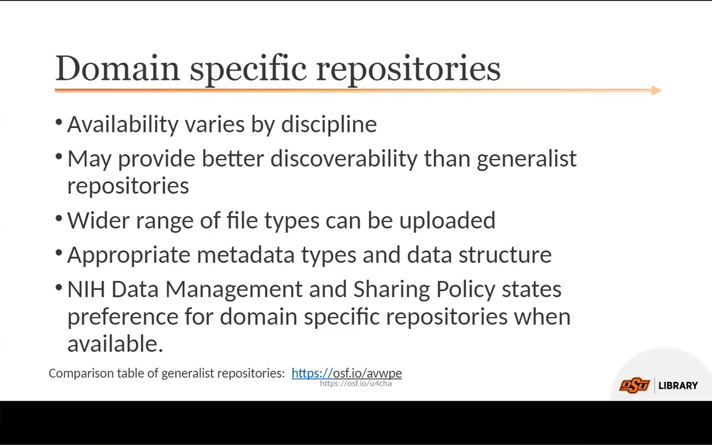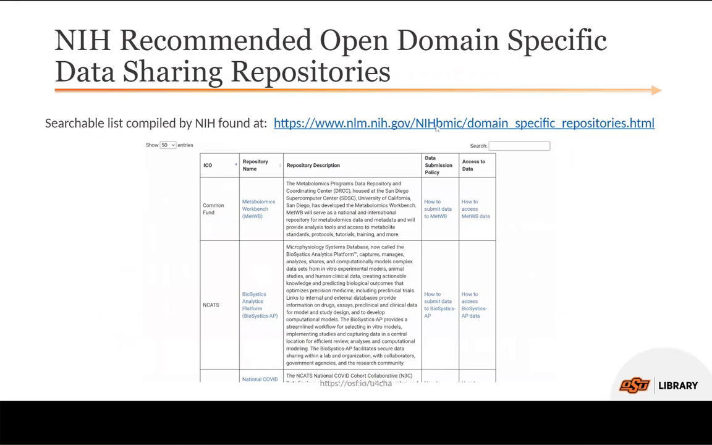Here is a link to a comparison table for the generalist repositories, and you can find the domain-specific repositories at this link on the NIH website. This is just an overview. It shows you what you would find if you went in to look at the NIH list of domain-specific repositories. You can do a search with the appropriate search terms in this box, and it'll pull up probably a wide range of options, and then you would scroll through them and find the one that works for you.